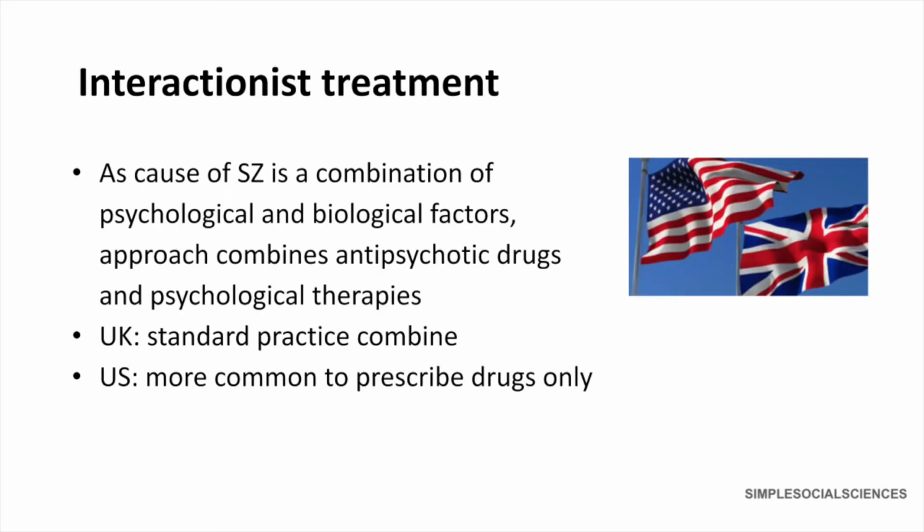An interactionist approach to treatment considers both biological and psychological factors, as according to the interactionist approach, the cause of schizophrenia is a combination of both factors. The approach combines antipsychotic drugs and psychological therapies. This is a more common practice in the UK. However, in the US, it's more common to prescribe drugs only.